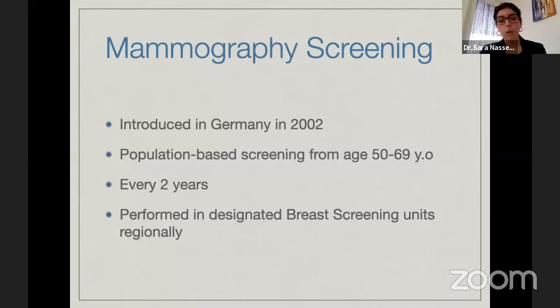And in Germany, it's performed in designated breast screening units. So they're distributed regionally all over Germany, and they send out the invites to all the female population that are between the age of 50 and 69. And then the women attend, they make their appointment, they attend the screening unit, and they get the mammography screening.